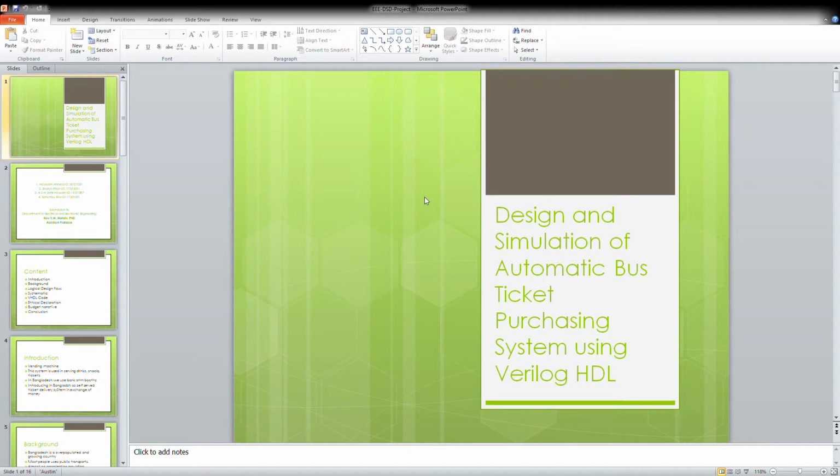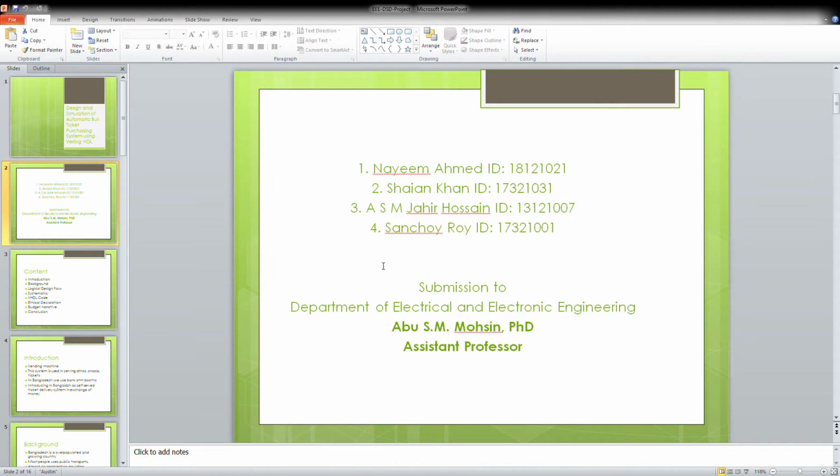Welcome to our report project, Design and Simulation of Automatic Bus Ticket Purchase using Verilog HDL. These are our teammates: Nayeem Ahmed, Shaian Khan, Jahir Hossain and Sanchoy Roy.